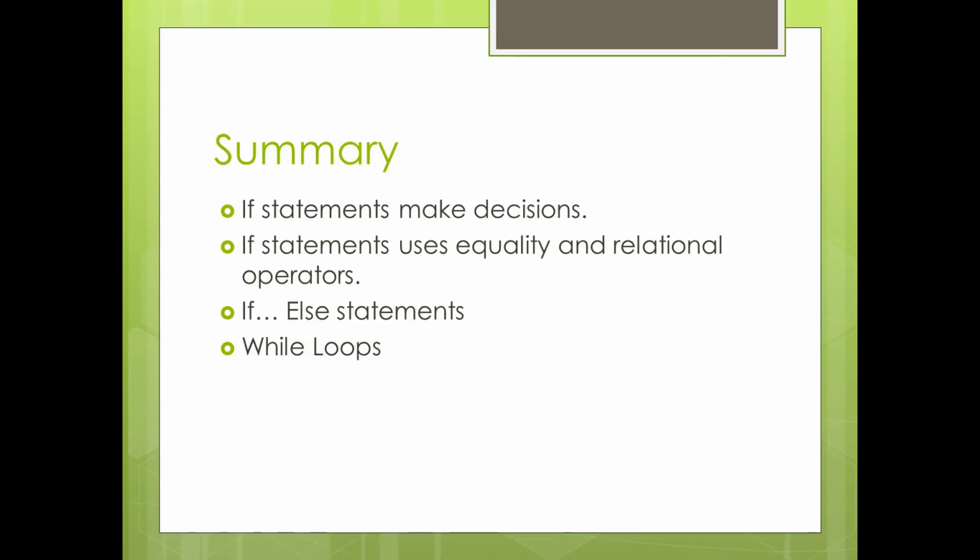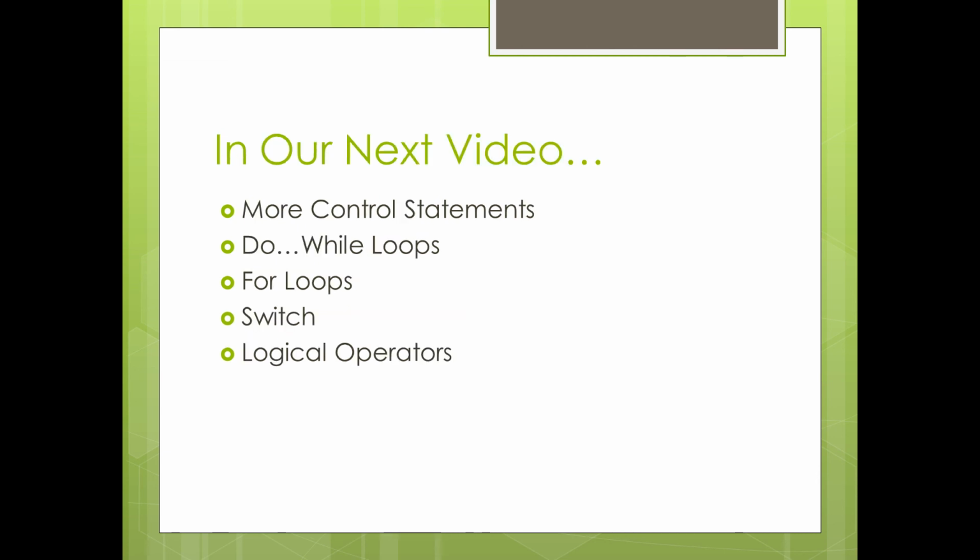So that was our fourth lesson. Today, we learned that if statements make decisions based on conditions. They use equality and relational operators such as equals to or greater than. If-else statements allow for additional decisions if the original if statement was false. And while loops repeat a section of code until a value or condition is true. In the next video, we'll be going over more control statements such as do-while loops, for loops, and switch statements, as well as some logical operators.